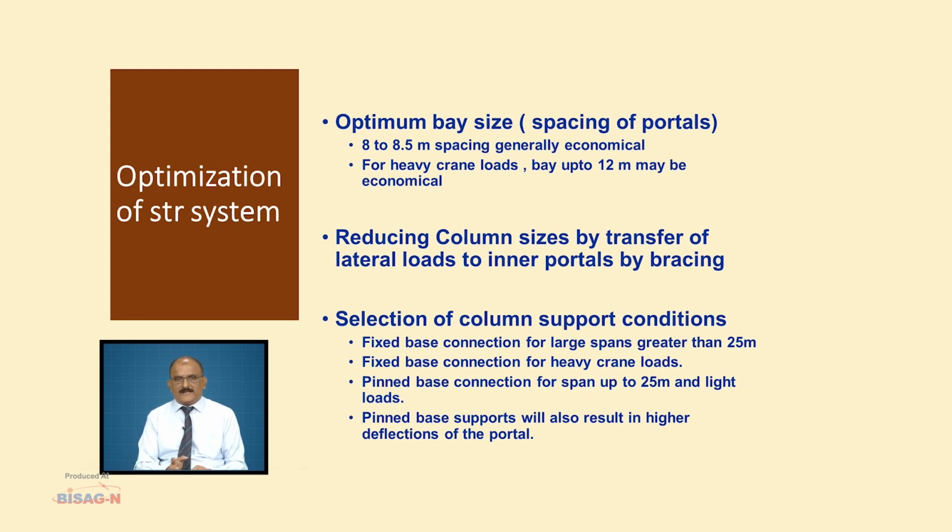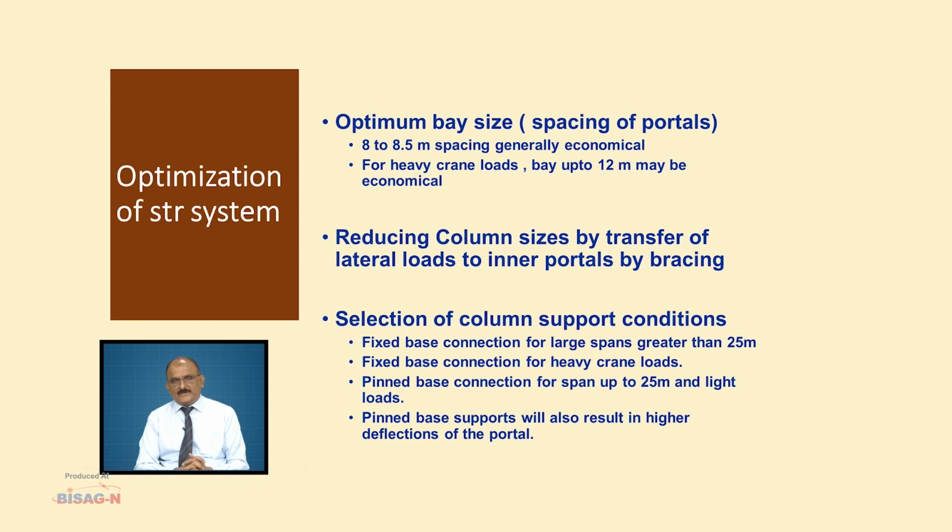So, by practice it has been found that 8 to 8.5 meter spacing between the frames, between the portals, is generally economical. Where heavy crane loads are existing, bay length up to 12 meter may be economical, because column sizes, maybe frame size, will be very big. So, we can go up to 12 meter spacing of the portals.